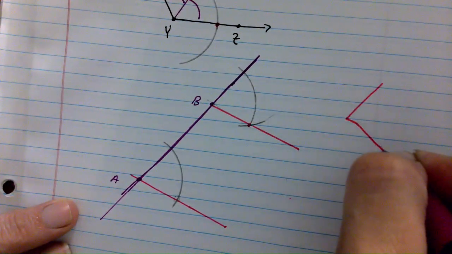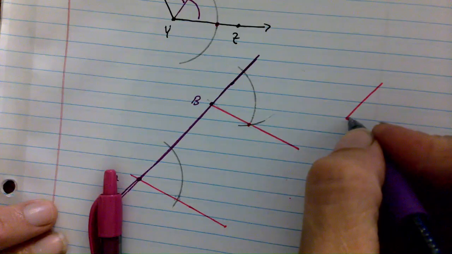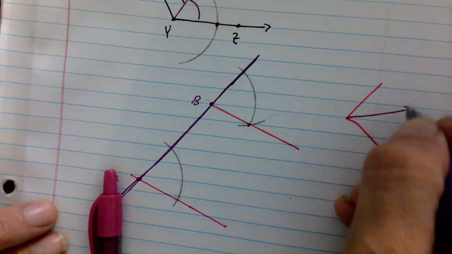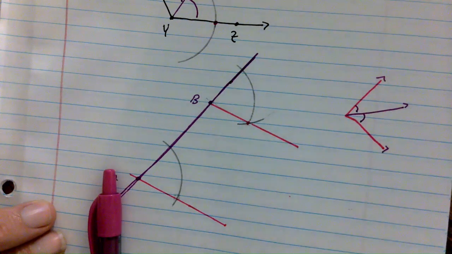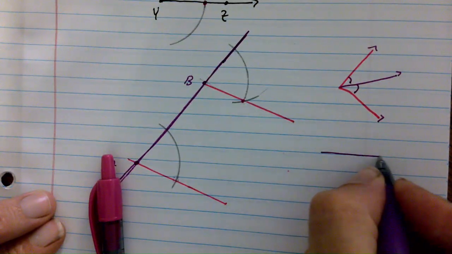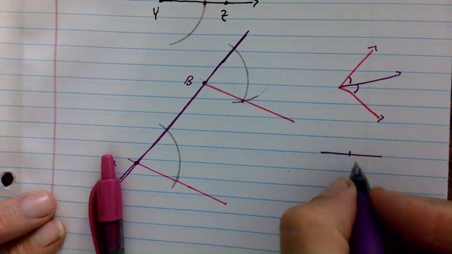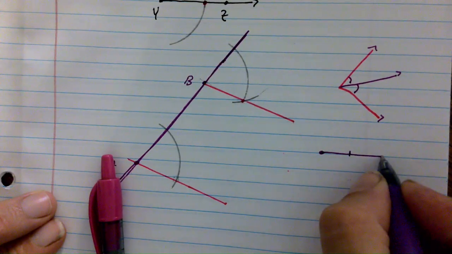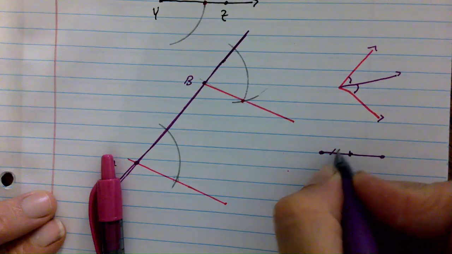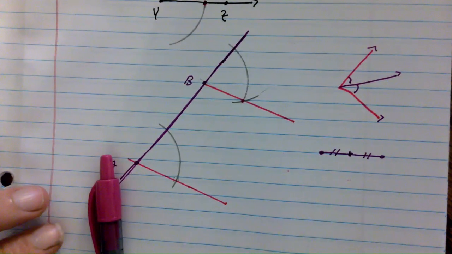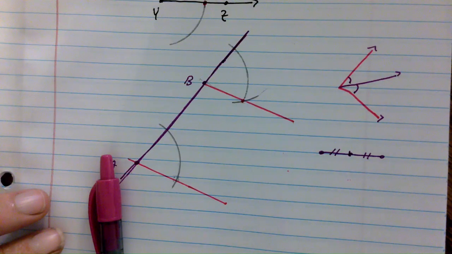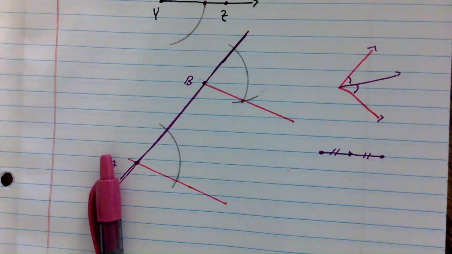Angle bisector is going to take an angle and it's going to cut it into two congruent angles, right? Where this side matches this side. Segment bisector cuts it into two congruent segments. And if your segment bisector happens to be a perpendicular bisector, that means it cut it into two equal pieces and it met at a 90-degree angle.